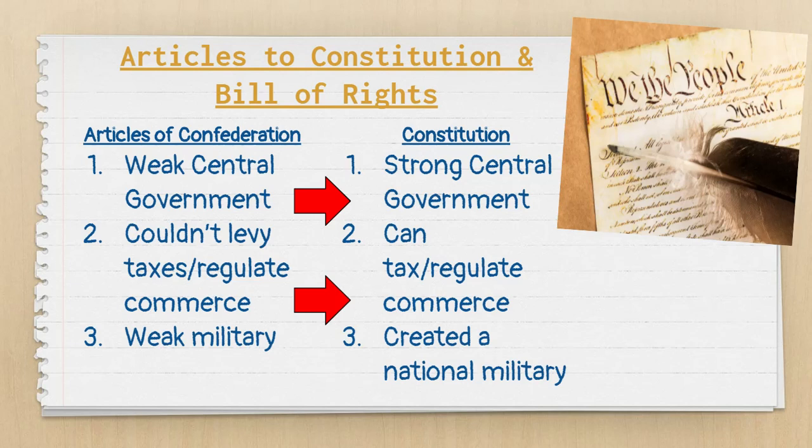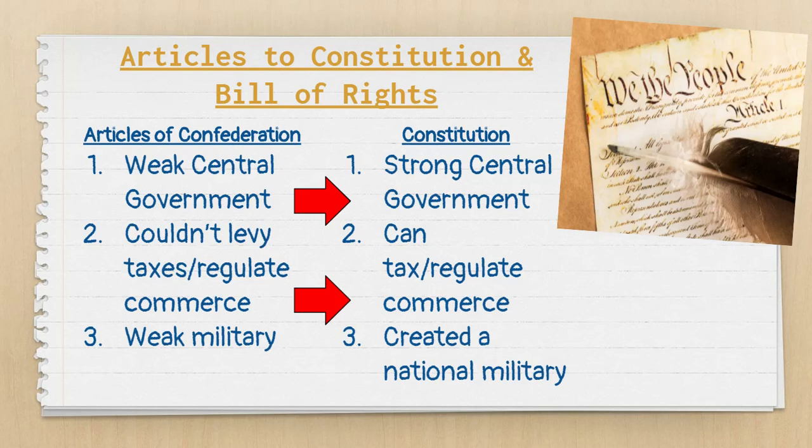Well, now we have a strong central government with 3 branches that are all separate, that can check one another. So we have a very strong central government in place. Check. Number 2, now the government can tax. It can also regulate commerce. So boom. Another big check. Now we can have money to actually run our country. And then lastly, it created a national military.